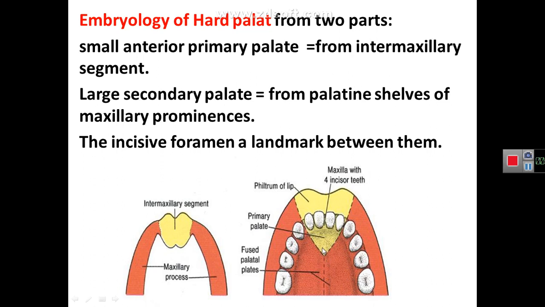And you can see that there is an incisive foramen at the junction of the primary palate and secondary palate to demarcate them. The primary palate is from the intermaxillary segment, which is formed by fusion of the right and left medial nasal swellings, and the intermaxillary segment forms the philtrum of the upper lip and the anterior small part of the palate, which is called the primary palate, carrying the incisor teeth.